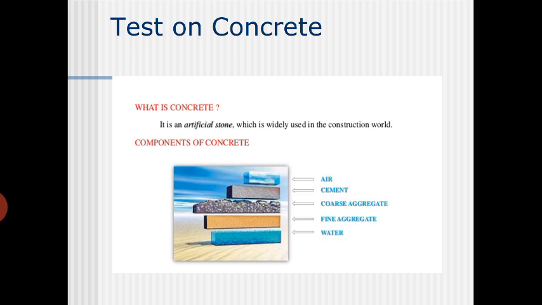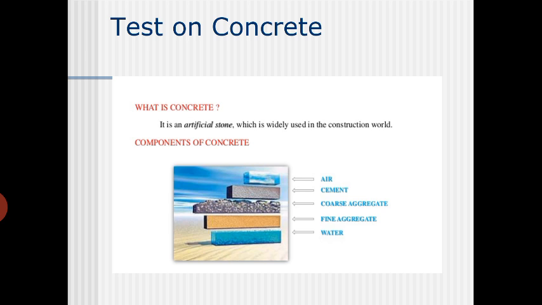And the next is what kind of test we are going to conduct on concrete. In the previous classes we covered different types of tests on cement. Now the concrete is an artificial stone which is widely used in the construction field. There are mainly 5 components of concrete. First one is air, second is cement, third is coarse aggregate, then fine aggregate, and water.